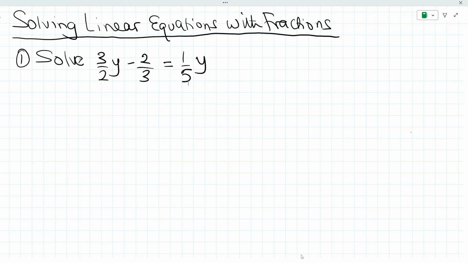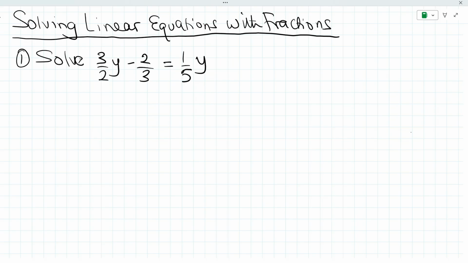My name is Professor Robert, and in today's lesson we will solve linear equations with fractions. And let's dive into it. We are given to solve 3 over 2 y minus 2 over 3 is equal to 1 over 5y.